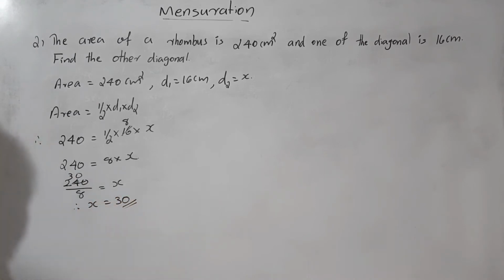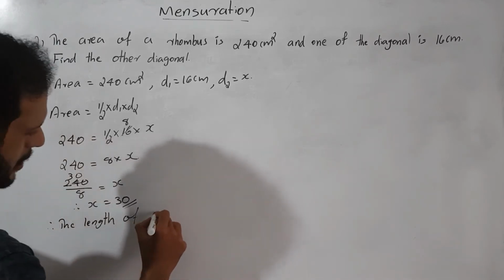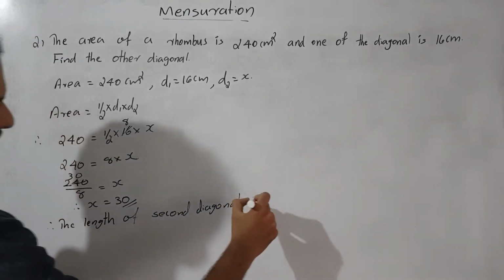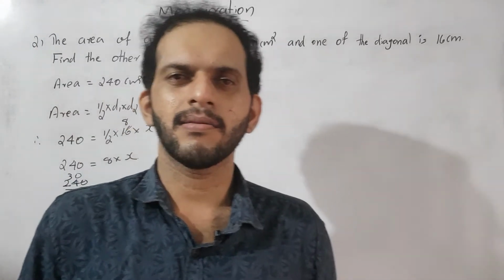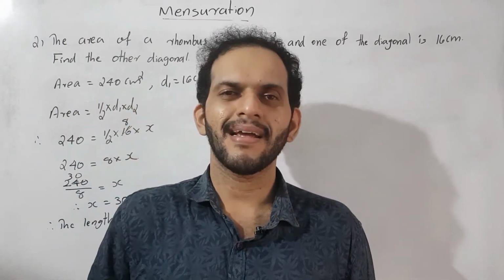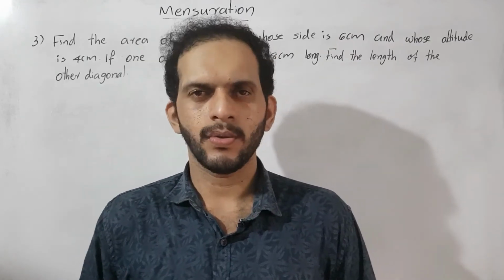Then what is x? x is the second diagonal, correct? So what will be the next? Therefore we conclude the length of the second diagonal is equal to 30 centimeter. Okay, so what is the length of the second diagonal in this case? The length of the second diagonal in this case is 30 centimeter. Okay, we go to our next question.